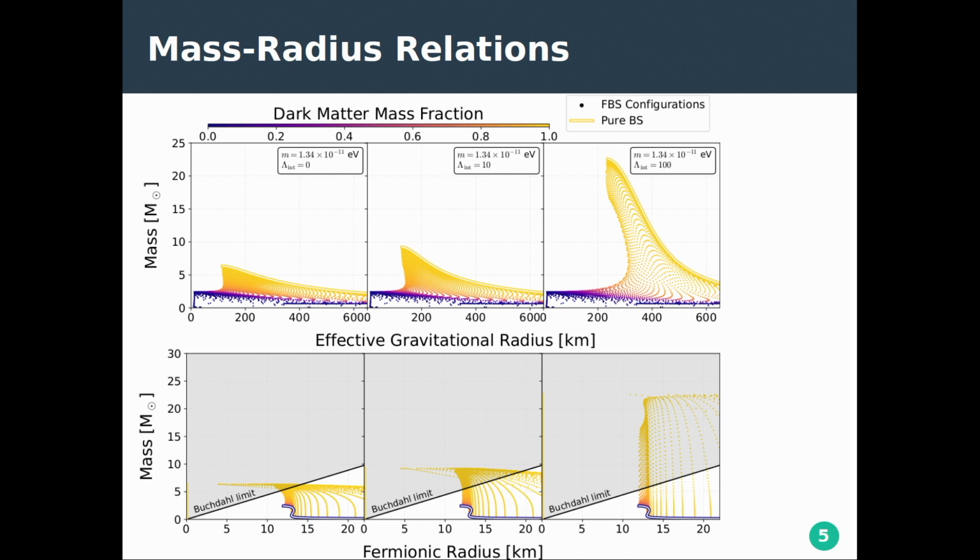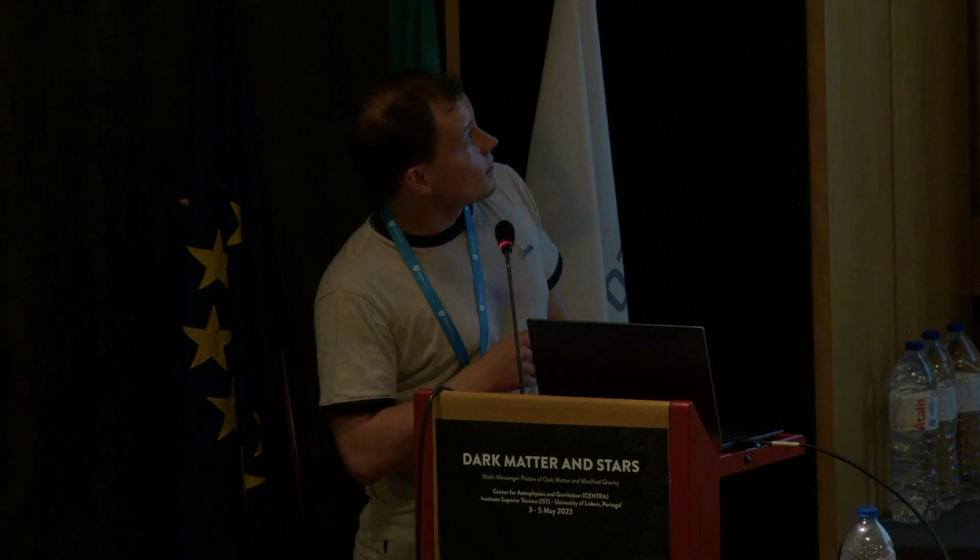If we go to lower masses for the bosonic component, by a factor of 10 smaller, we also get stars that are a factor of 10 larger. So you can have these really large extensions in the effective gravitational radius and what would look like super compact neutron stars. So if we ever were to observe something like this, it could probably be explained by this.